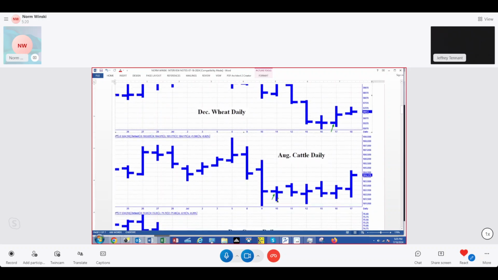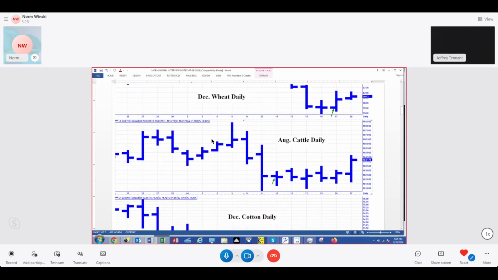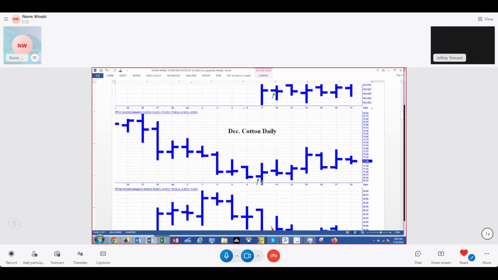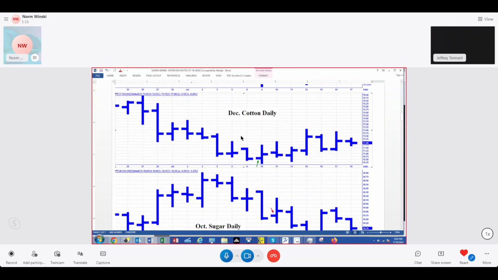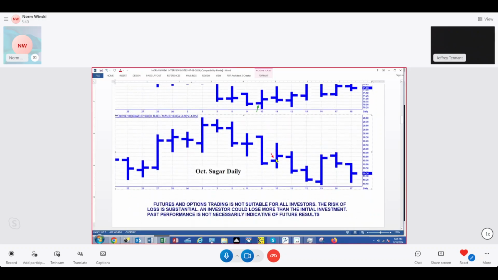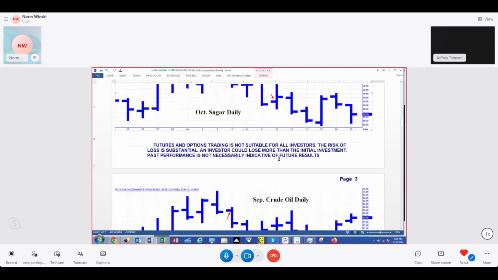And here's the cattle, big down into the Venus point. Venus is cattle. Then you can see it gradually went higher, so that was a winner. Cotton was even better, a big down into the Venus cycle and then a nice up on the cotton. And here's sugar, which did not work on our Venus cycle, and that's a miss.